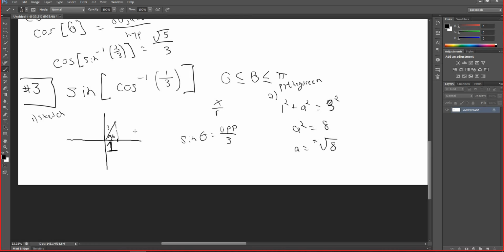What quadrant does cosine care about? 4. So step 1 is always sketching our triangle based on our coordinates. Step 2 is using Pythagorean theorem to get the missing side. For cosine, we know cosine can depend from 0 to pi. It only cares about quadrants 1 and 2. And we know in quadrants 1 and 2, sine will always be positive because my y is positive.